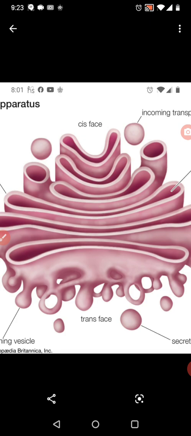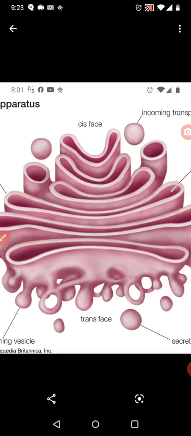So in short, we can say it helps store the material, store the product, modify it and package it, and transport it to a particular area. We can say it also helps in intracellular targeting. Third, it also helps to convert simple sugar to complex sugar. And children, it also helps in the formation of lysosomes.